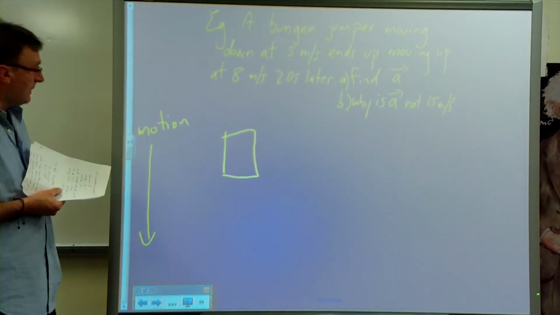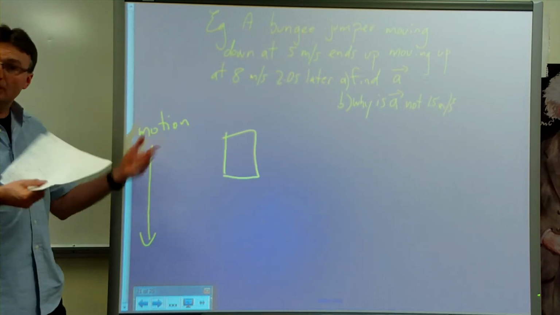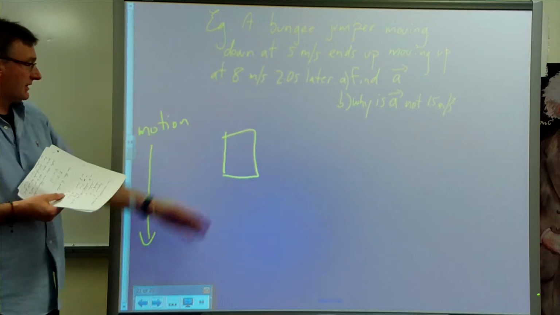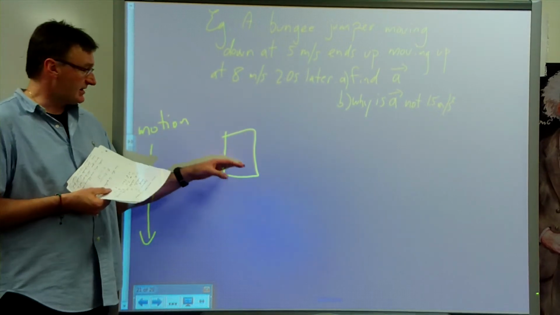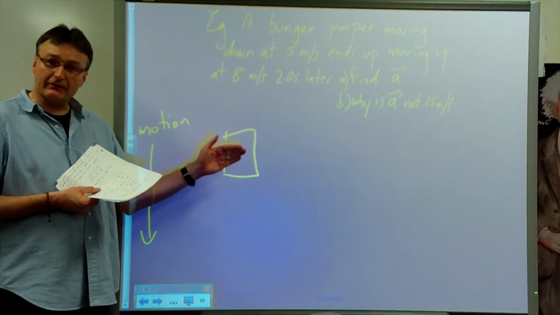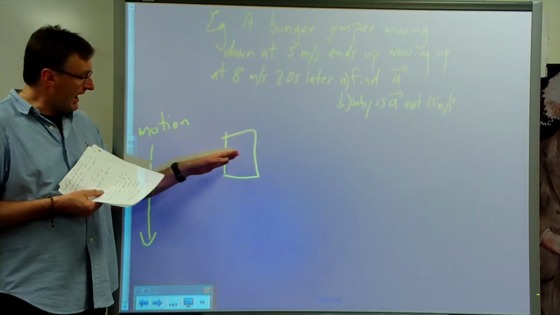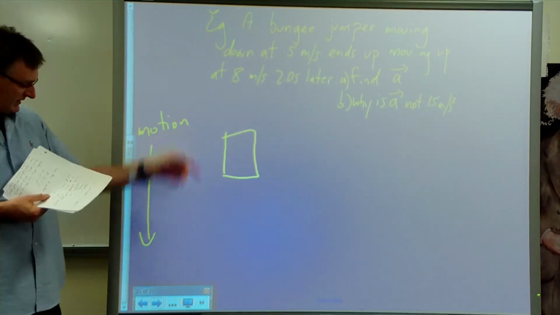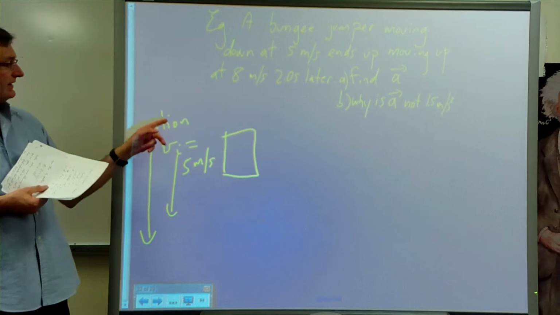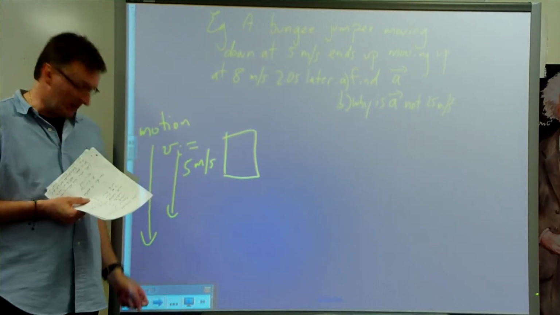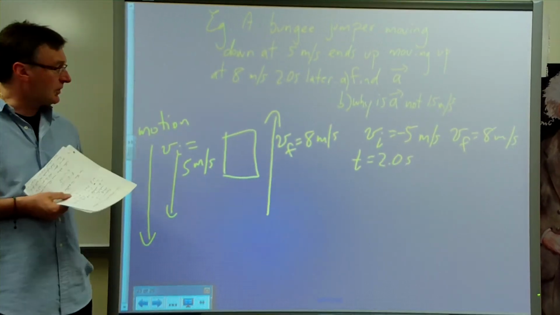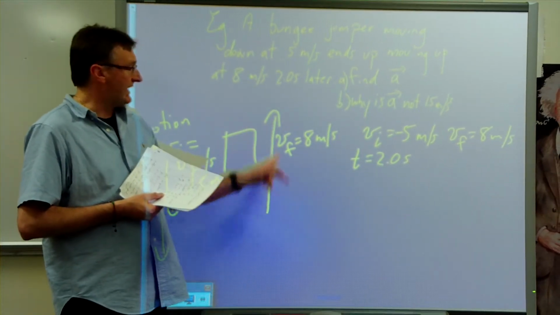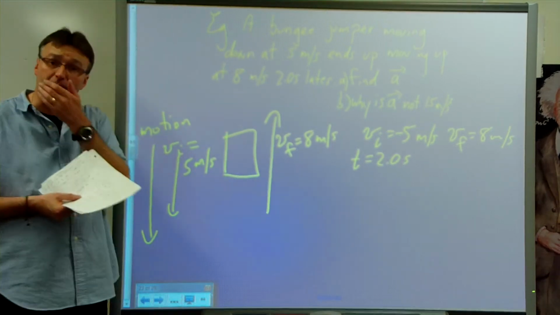So with problem solving, first of all, start with your diagram. Okay? Always just start with your diagram. So here's our object, or here's our bungee jumper. Okay, this is the best artistry that you're going to get from me this year. And so just get used to it. Here's our bungee jumper. The initial motion is in the down direction, and we're told that the initial velocity is down at 5 meters per second. And then we're told 2.0 seconds later that the velocity of that same bungee jumper is now 8 meters per second in the up direction.